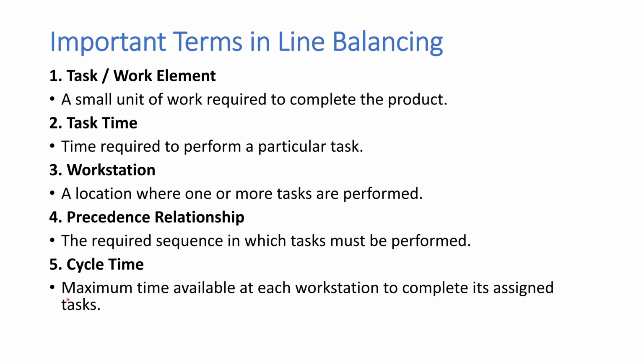Cycle time means the maximum time available at each workstation to complete its assigned tasks. That is known as cycle time. So don't confuse cycle time and task time. Task time is for a particular task. Cycle time is for a particular workstation. In a workstation, there may be many tasks. So, for example, if the cycle time for a particular workstation is 10 minutes, it means if there are 3 machines, then machine 1 plus machine 2 plus machine 3 equals 10 minutes.